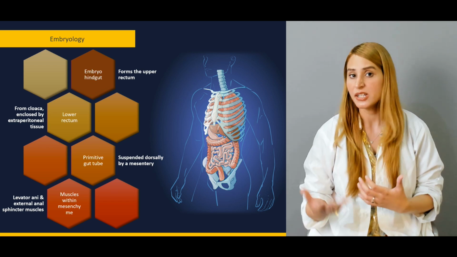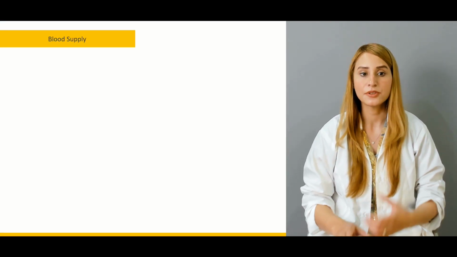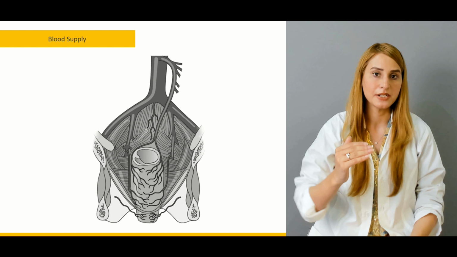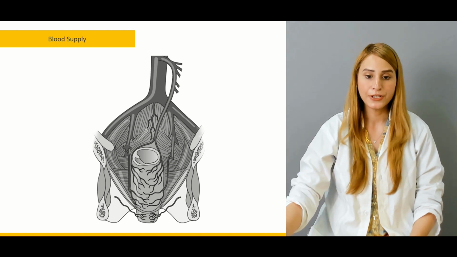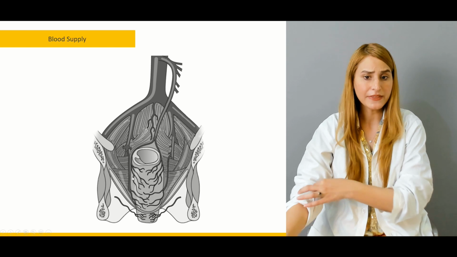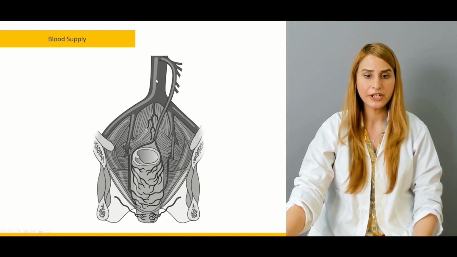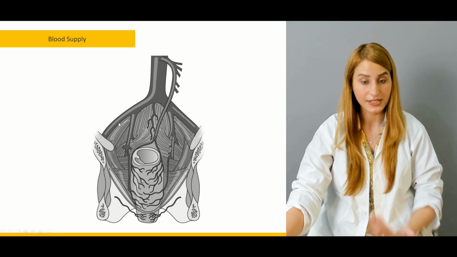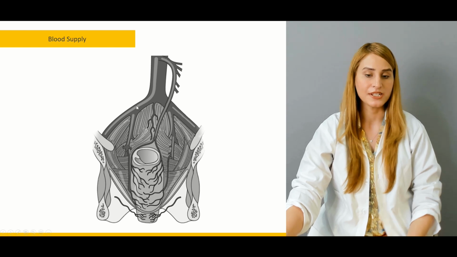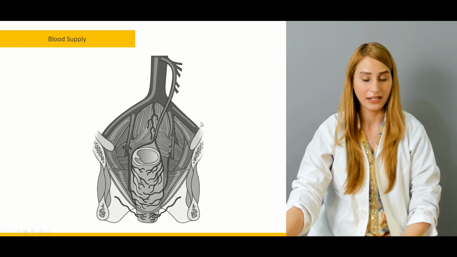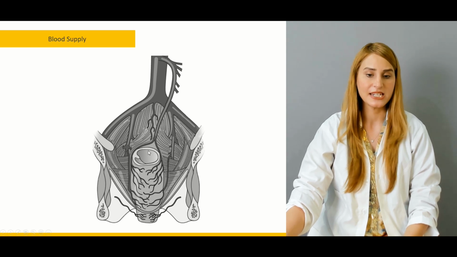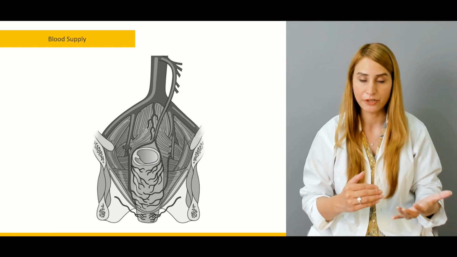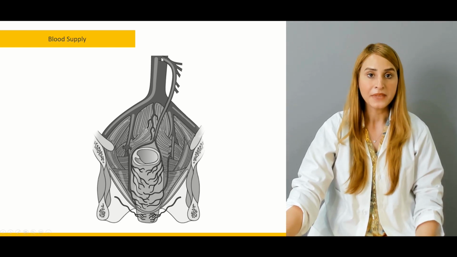Regarding the blood supply of the rectum, you have to keep in mind that the rectum is divided into an upper part, middle part, and lower part. If we look at this diagram, we can see that this is the abdominal aorta, which is dividing into the iliac vessels, the right common iliac and the left common iliac. This is the inferior mesenteric artery, and the upper part of the rectum is supplied by the superior rectal artery, which is a branch of the inferior mesenteric artery.